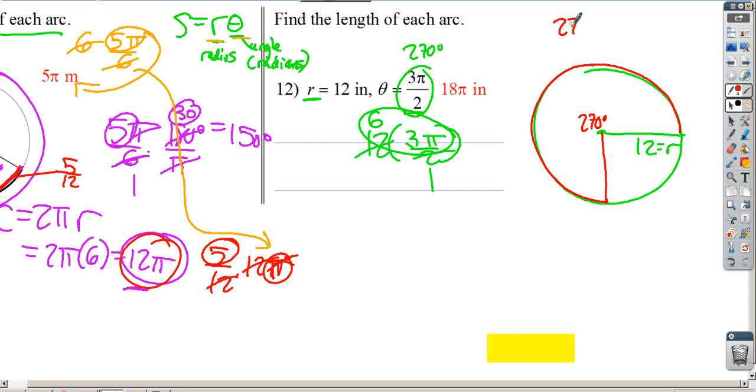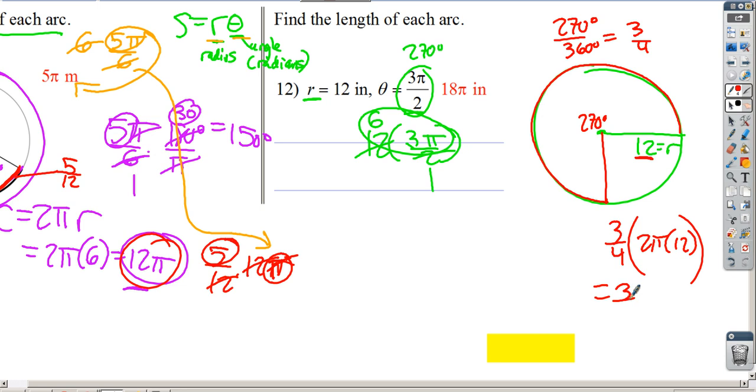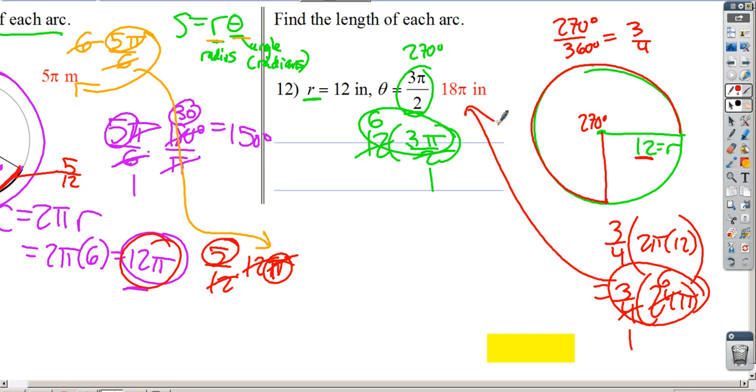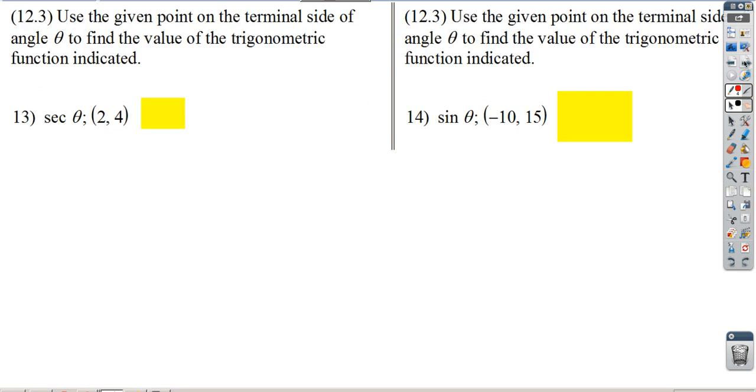And 270 degrees out of 360, that's the same as 3/4 of the circle. Okay, so 3/4 of the circle, and that's another way of saying 3/4 of whatever the circumference is. The circumference is 2 pi times 12, which is 24 pi. And 3/4 of 24 pi, when you simplify right here, you get 3 times 6 pi, which is 18 pi. So two different ways to do it.